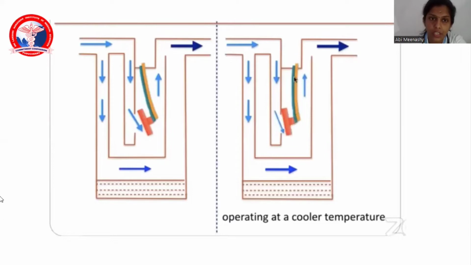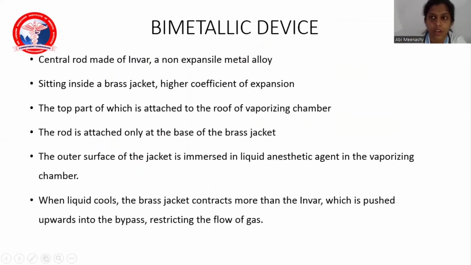So when temperature increases, it will expand in such a way that the bypass flow is increased and this is open. So a lot of gas will be going through the bypass chamber and very less gas will be going through the vaporizing chamber. When the temperature is low, in a cooler temperature, it will contract and this will close the aperture so that the flow through the bypass chamber is restricted and more flow is going through the vaporizing chamber. Okay, that is one type, the bimetallic strip.